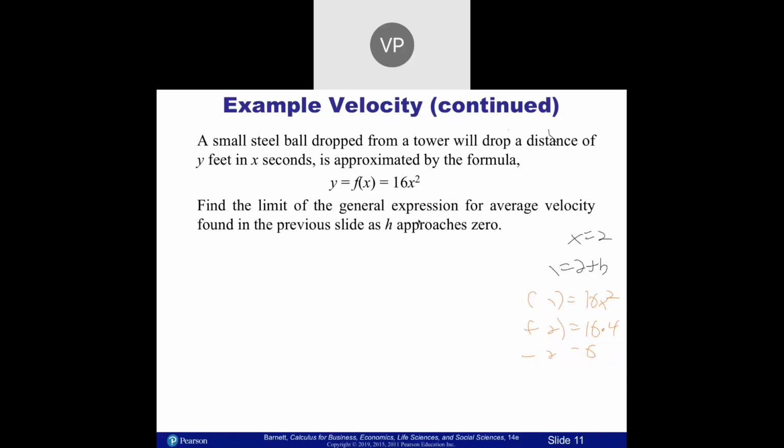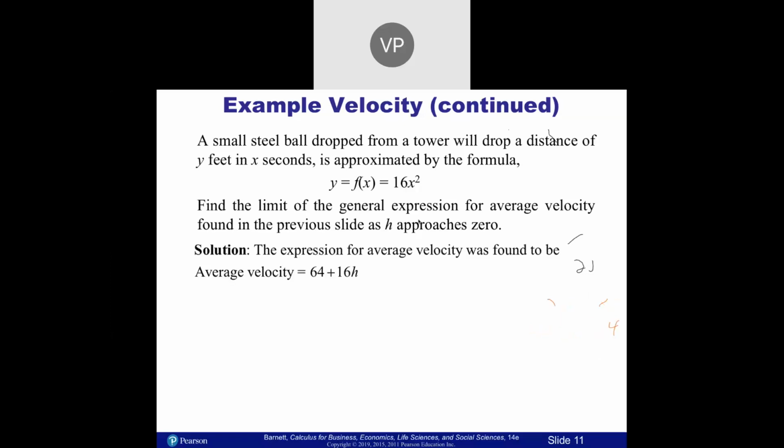Okay, so same formula, same problem. They want you to find the limit of the general expression for the average velocity. And this is one of these where don't worry if this doesn't make any sense. They're going to give you this formula right now. I'll give it to you if they don't show it. And the average velocity we already found is going to be 64 plus 16h. That is what we found given any kind of thing starting at 2. So what's going to happen is they want to know what happens as h approaches 0.